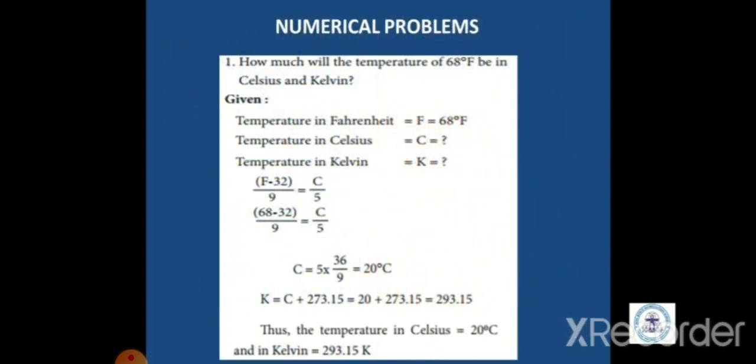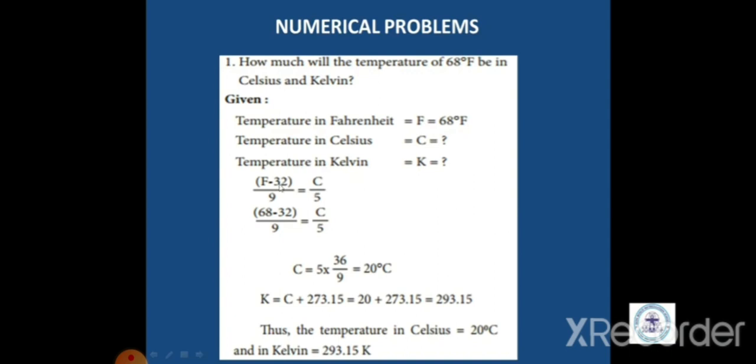Numerical problems. First one: how much will the temperature of 68 degrees Fahrenheit be in Celsius and Kelvin? Now, they have given the temperature in Fahrenheit and asked to convert it into Celsius and Kelvin. Temperature in Fahrenheit, F, is equal to 68 degrees Fahrenheit. They have asked you to find out the temperature in Celsius and Kelvin. First, we are going to find the temperature in Celsius.